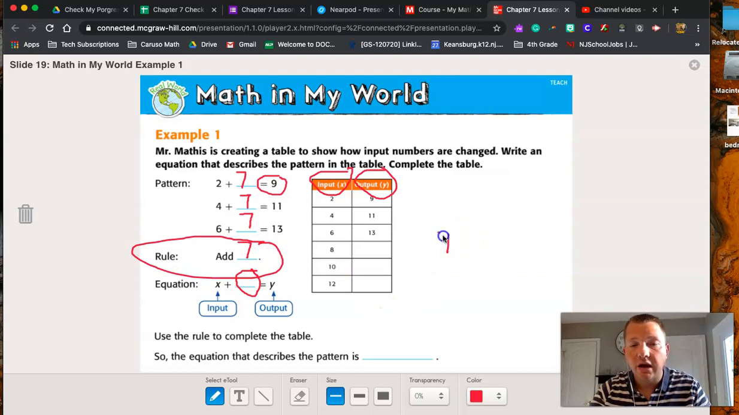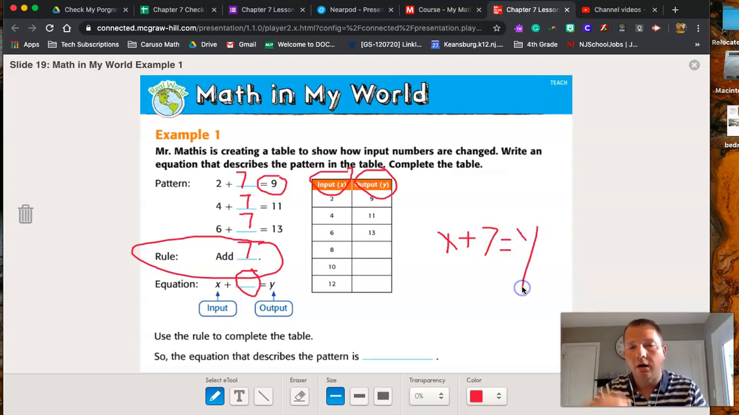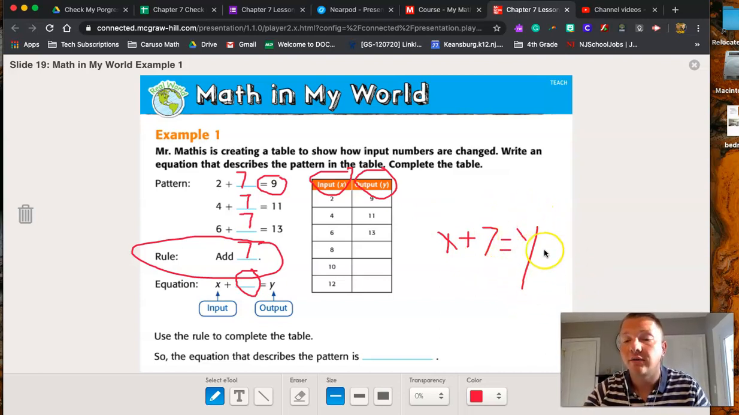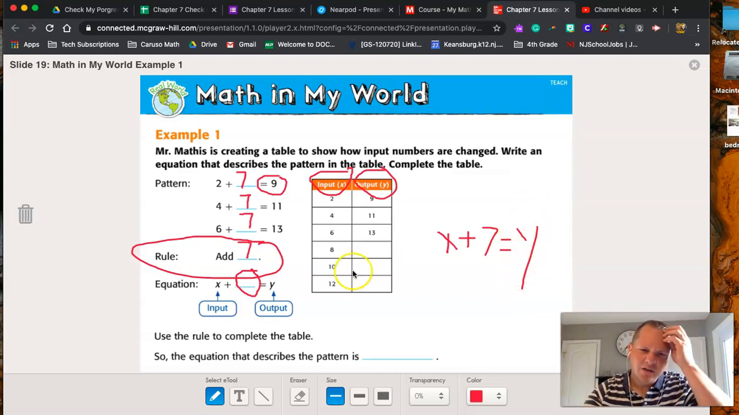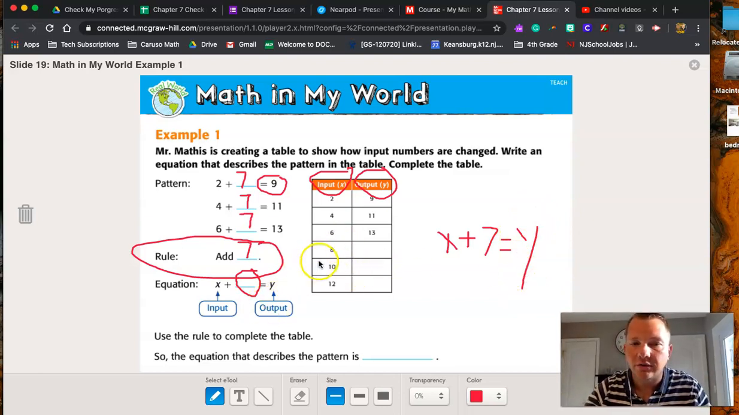This week, we're now taking it up by writing the equation x plus 7 equals y. Our known input number, and then our y, or our output number, our unknown, what we're trying to get out of the equation. And if we keep on going through, we'd be able to fill out the rest of this chart.